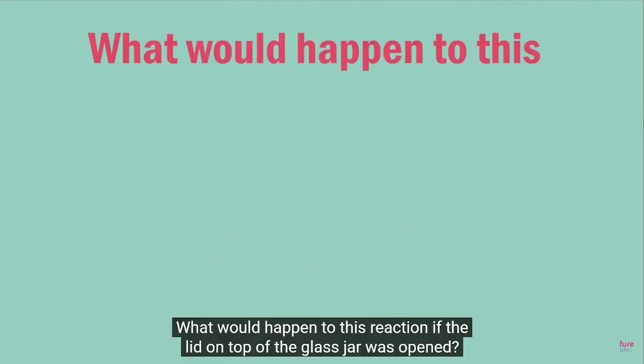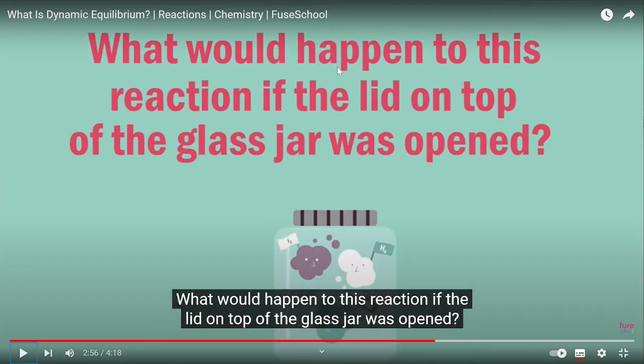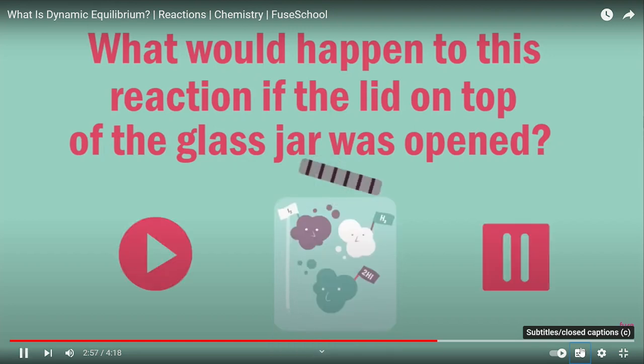What would happen to this reaction if the lid on top of the glass jar was open? I want you to think about that. What if we took the glass jar that has the hydrogen, the iodine, and the hydrogen iodide, and we opened the lid? They're all gases. Hydrogen is not denser than air, iodine is denser than air. Please pause the lesson to think about this and resume when you are done.